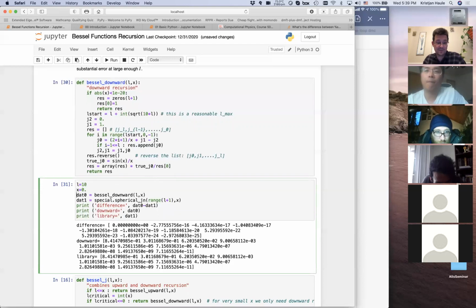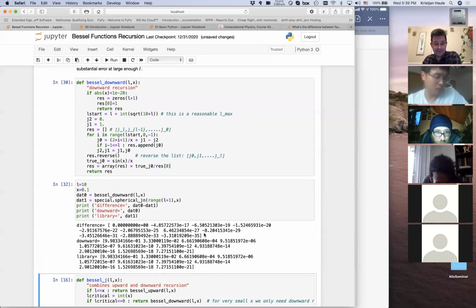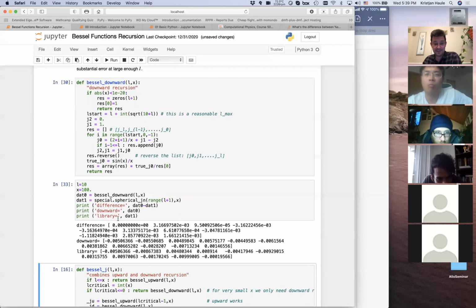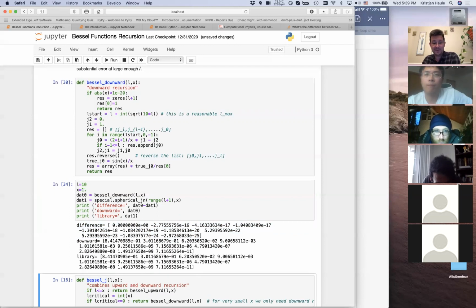What about X is 0.1? Even better. You see, the difference is 10 to the minus 33, 35, pretty precise. So the downward recursion clearly works for small x. Of course, it should not work for very large x. Yeah, for very large x, we start to see pretty large differences, doesn't it? So large x doesn't work, but small x works. So if x is 1, definitely works.